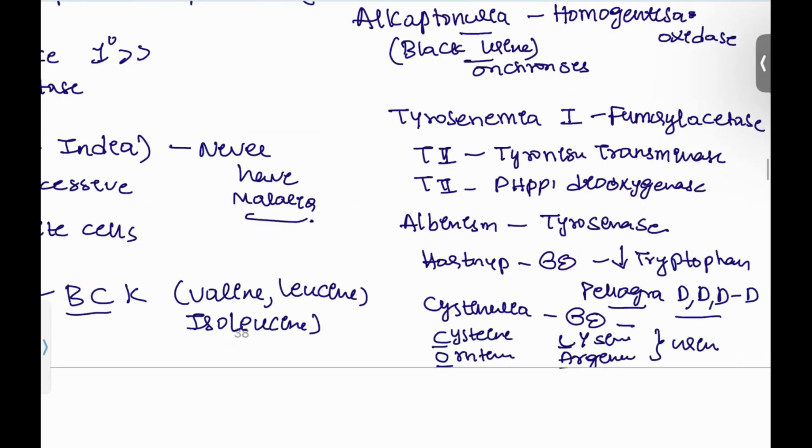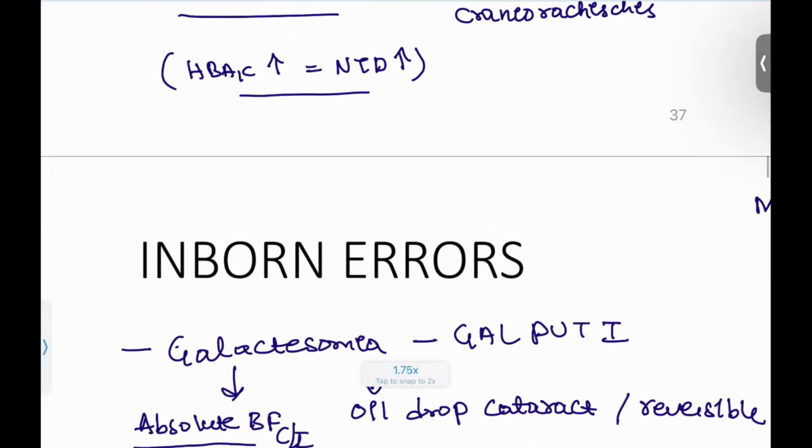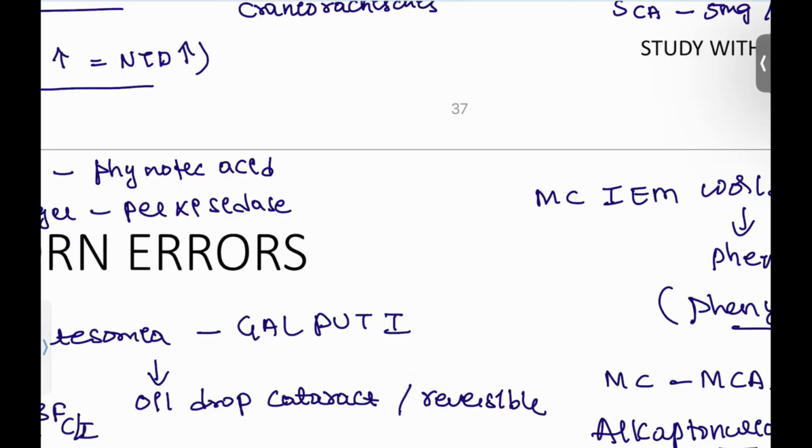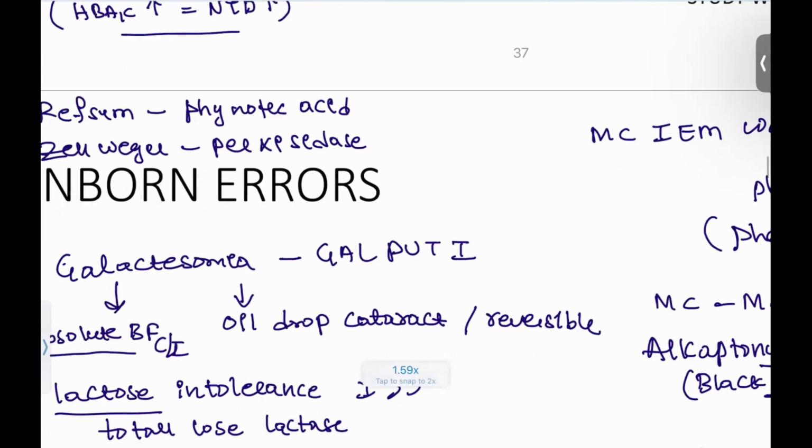All right. And also you have some other diseases. For example, Refsum disease. Refsum disease is due to deficiency of phytanic acid oxidase. And also you have Zellweger disease. This Zellweger disease is due to deficiency of peroxisomes. Okay, these are the things that you have to remember. And Lesch-Nyhan disease, that is due to HGPRT deficiency.